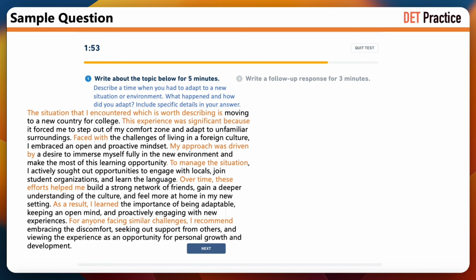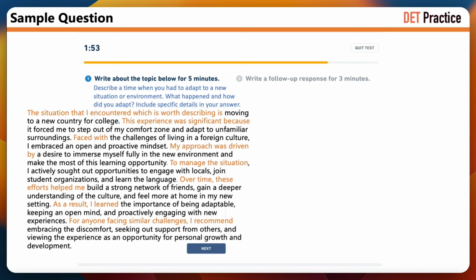Conclusion and lessons. The essay concludes with, "As a result, I learned the importance of being adaptable, keeping an open mind, and proactively engaging with new experiences." It then offers advice. "For anyone facing similar challenges, I recommend embracing the discomfort, seeking out support from others, and viewing the experience as an opportunity for personal growth and development."